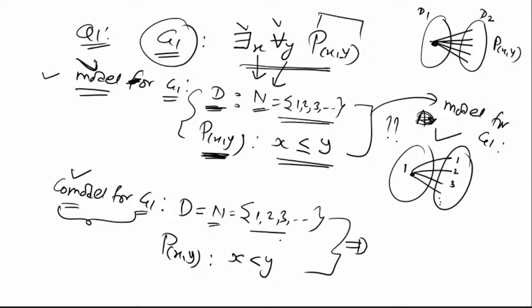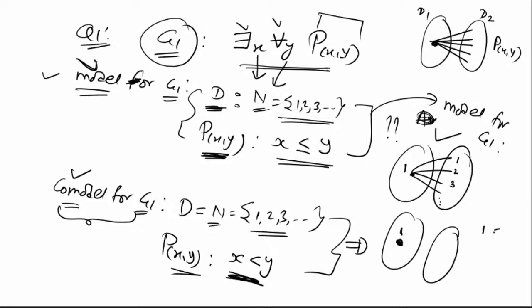You can see the domain is 1, 2, 3, and so on, the set of natural numbers, and pxy is x less than y. G1 will become false, because G1 says that there should be at least one element which is less than every element. We don't have any such element. For example, if you take 1, then 1 is less than 2, 1 is less than 3, 1 is less than 4, but 1 is not less than 1. Similarly, if you take 2, then 2 is not less than 1.